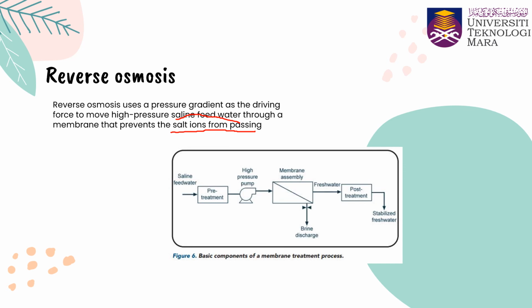So this is an example of the process. Saline feed water as the feed solution undergoes pre-treatment. We need a high pressure pump to pass it through the membrane. We collect the fresh water as the permeate, and the brine discharge acts as the retentate. Brine, which is salt, cannot pass through the membrane.